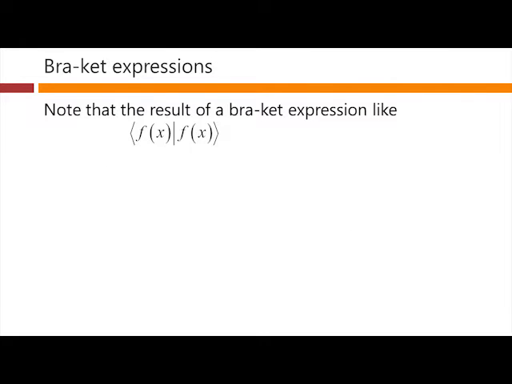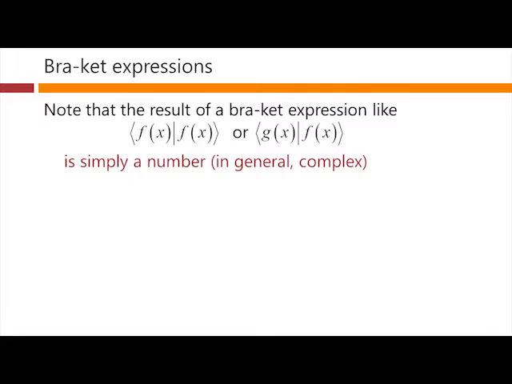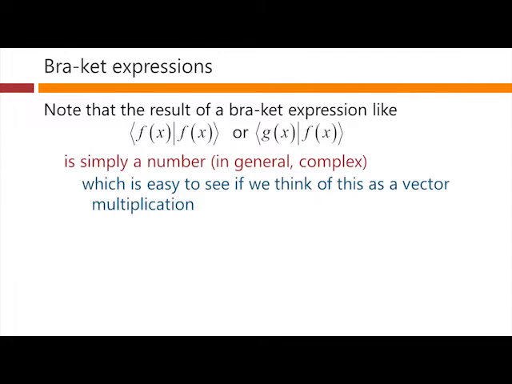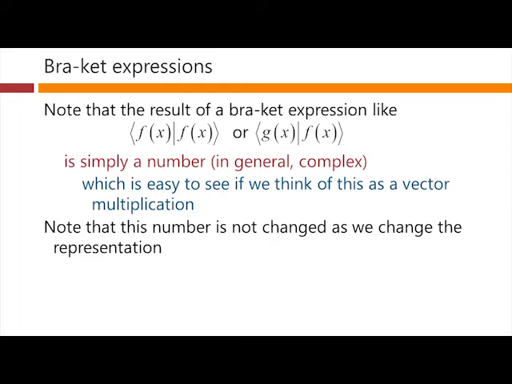Note that the result of a bra ket expression like this, or this one here, is simply a number. In general, it's a complex number. This is certainly a complex number in general. And that's easy to think of if we think of this as a vector multiplication. Note this number is not changed as we change the representation, and that's a very important point.